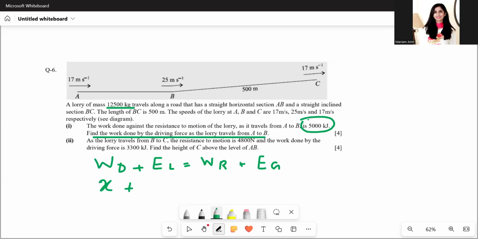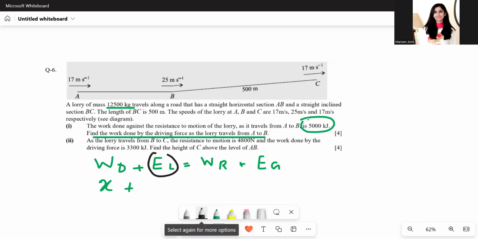Now we have to figure out, is this a loss in kinetic energy? Is it a loss in potential energy, or is it neither? Let's see. Potential energy from A to B: potential energy is not changing. There is no change in potential energy. What about kinetic energy?